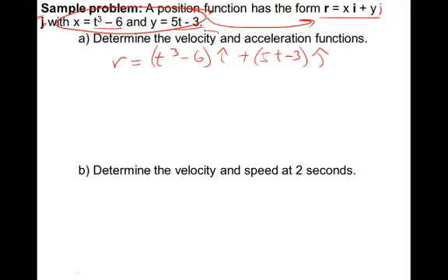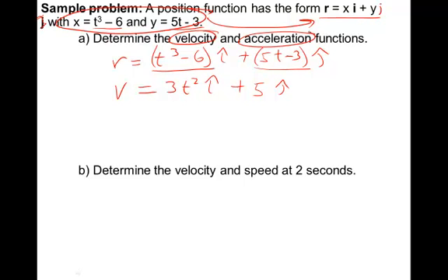It wants us to find the velocity. So again, we're going to find the derivative. So the velocity in the i hat direction would be the derivative of t cubed minus 6. The t cubed part becomes 3t squared. Negative 6 is a constant, so I get 3t squared i hat. For the j hat direction, I take the derivative again of 5t minus 3. So I simply get just 5, because minus 3 is a constant, and that just becomes 5j hat.